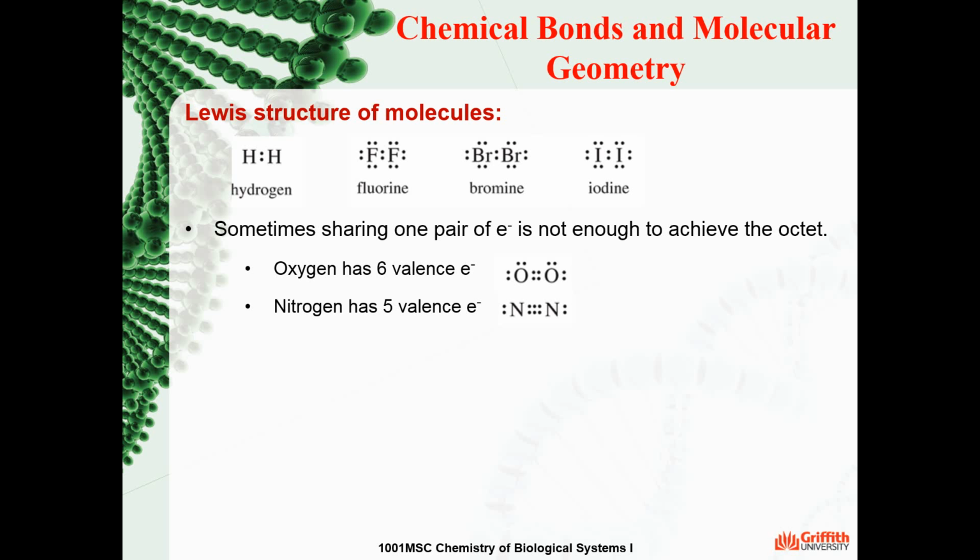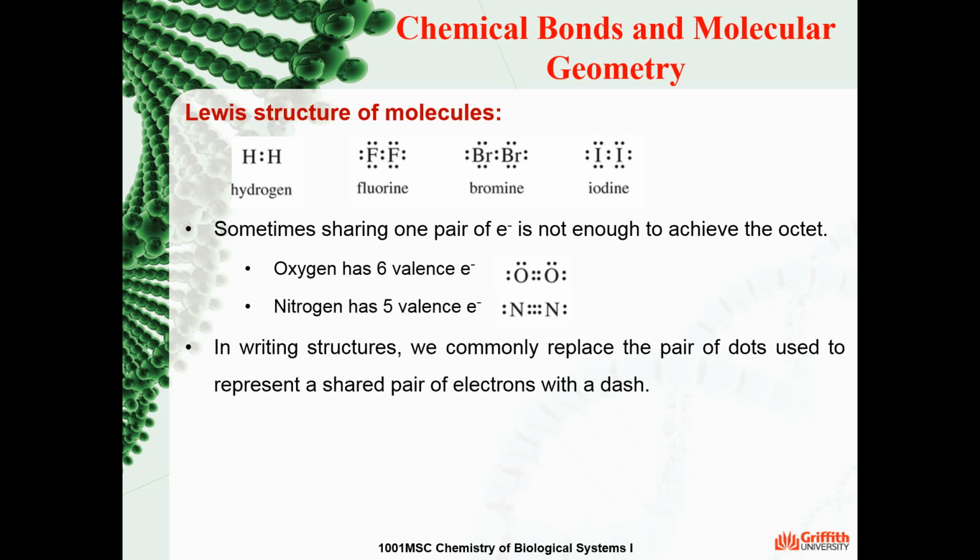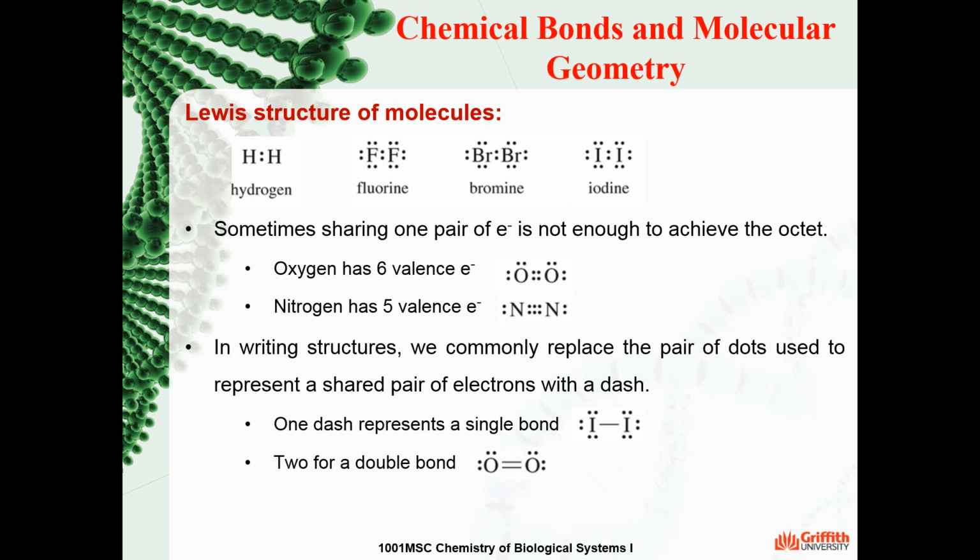Nitrogen molecule has a triple covalent bond between the 2 nitrogen atoms. We can replace the shared electrons by a dash to represent the bond. 1 dash means a single bond, 2 dashes for a double bond, and 3 dashes represent the triple bond.